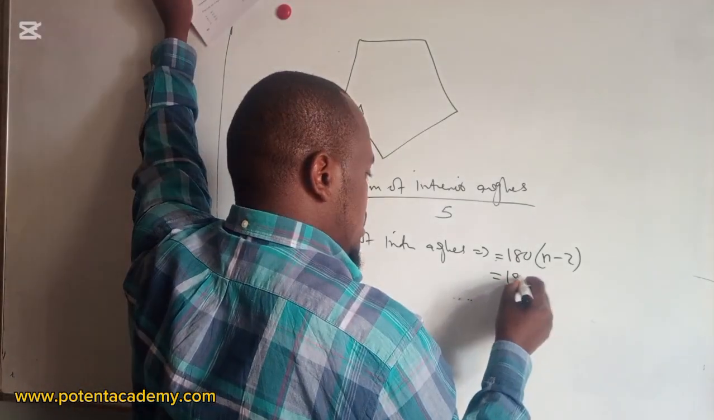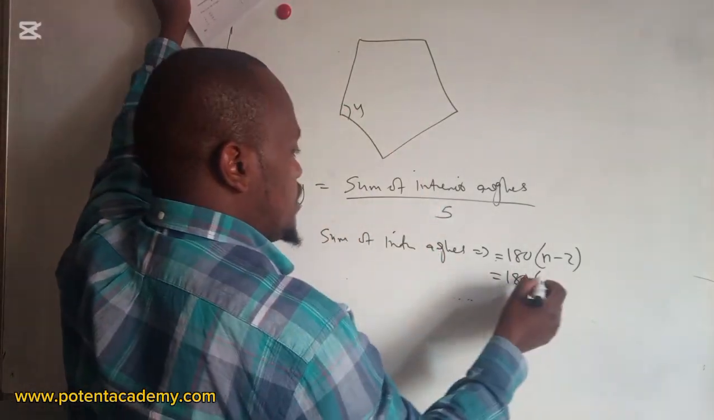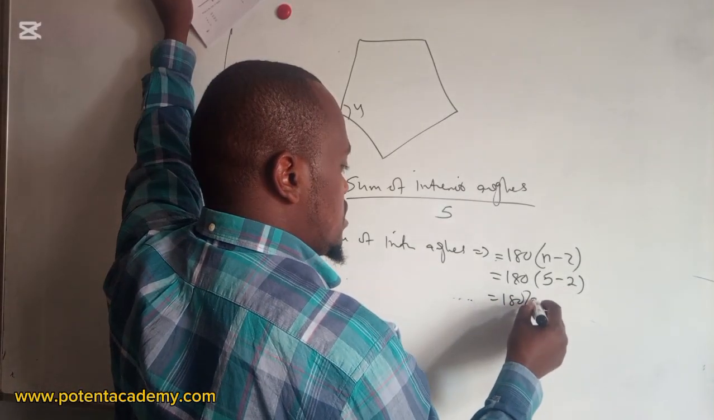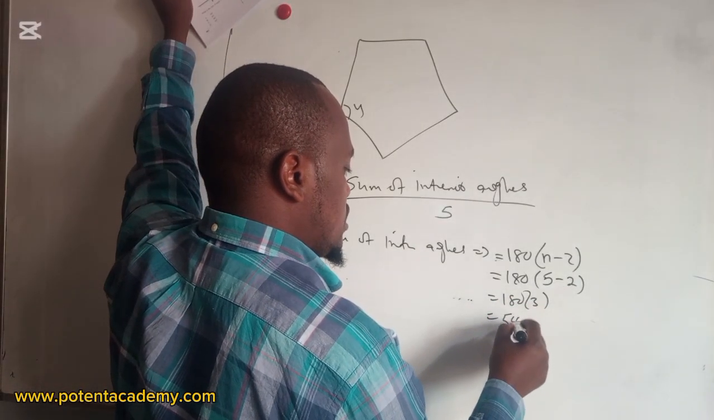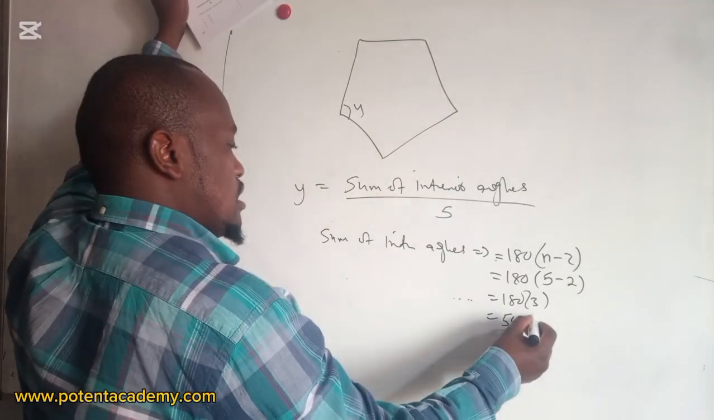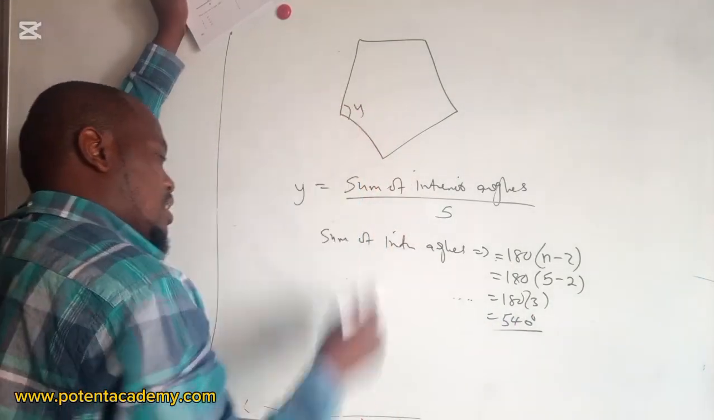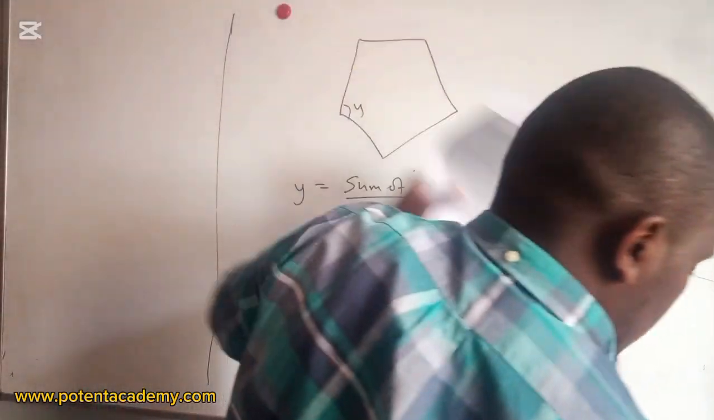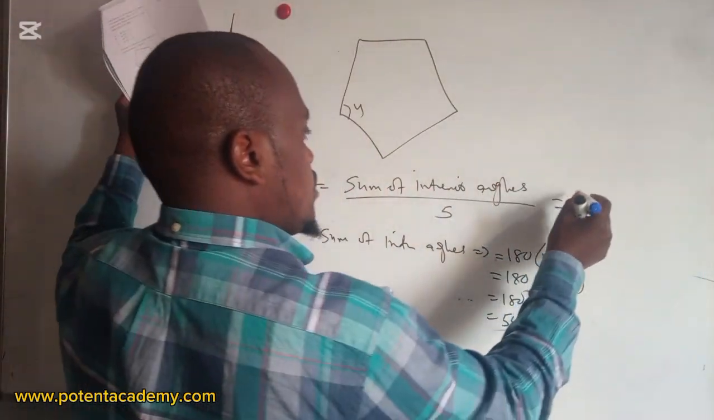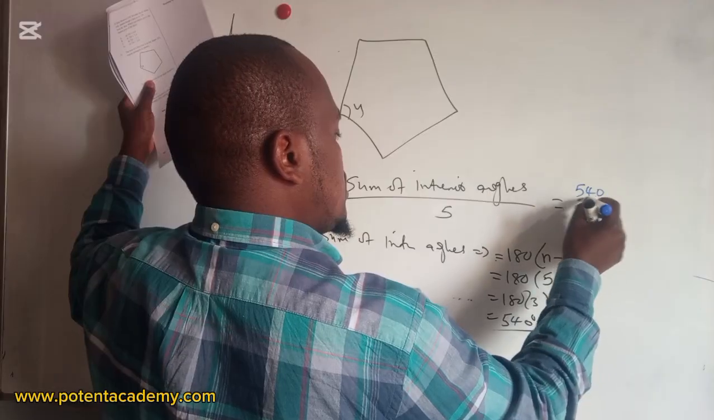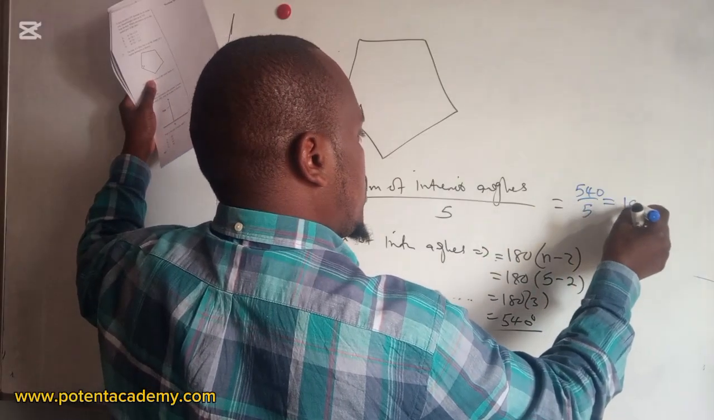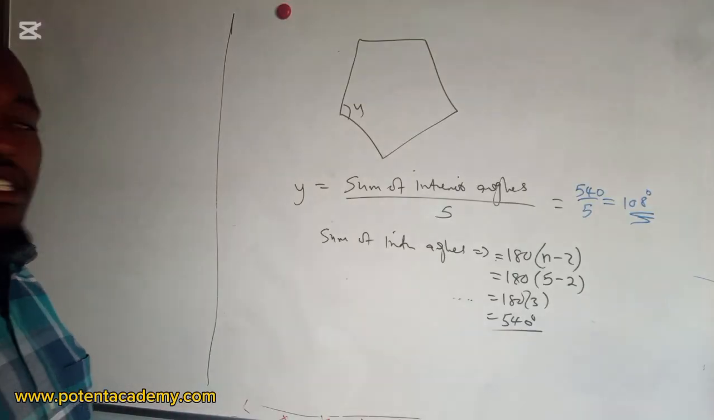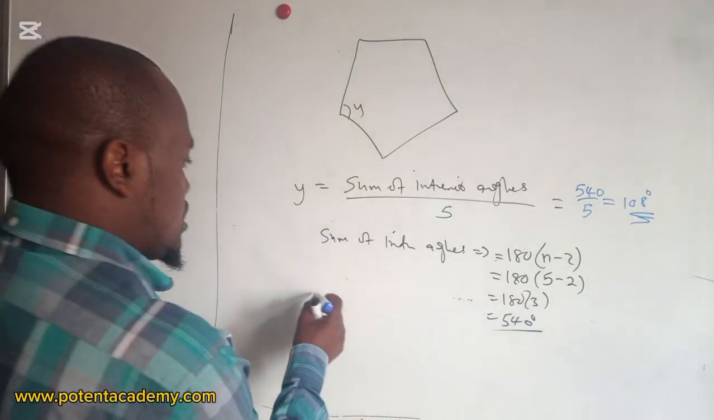So 180, how many sides are these? 5 minus 2. 180 times 3. This is 540 degrees. So to get the size of one angle, you would take 540 divided by 5, and the answer would be 108 degrees. So that is one method.